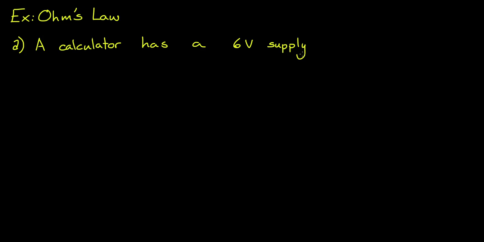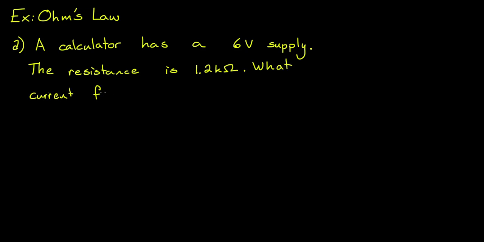Okay, we're told the resistance within the calculator, the wires, the resistance is, let's go crazy here, 1.2 kilo, I'm trying to think of how you would do this. I'm just going to write this. Kiloohms. Cool. All I want to know is what current flows through?